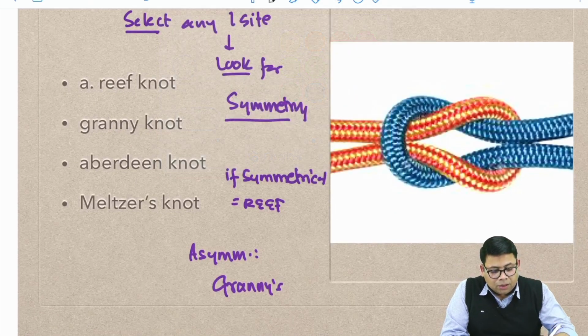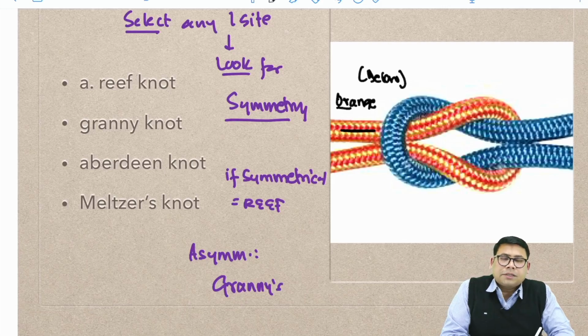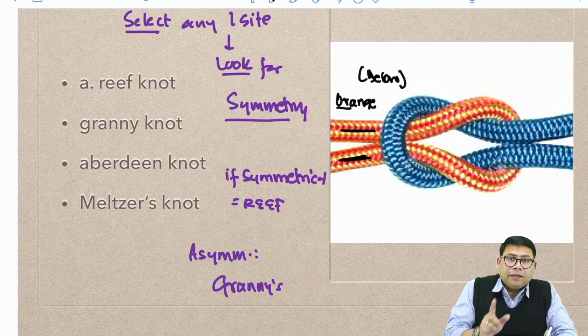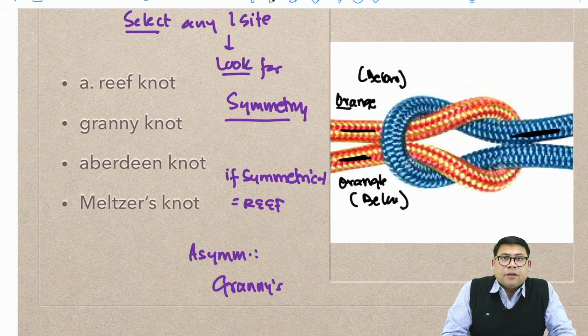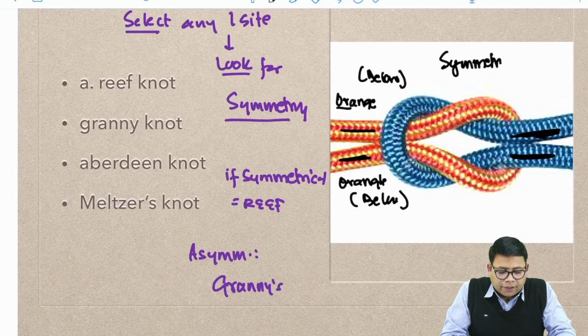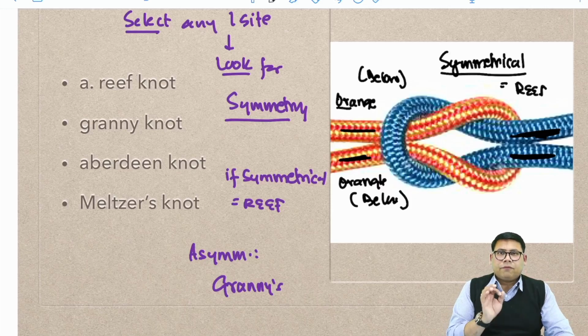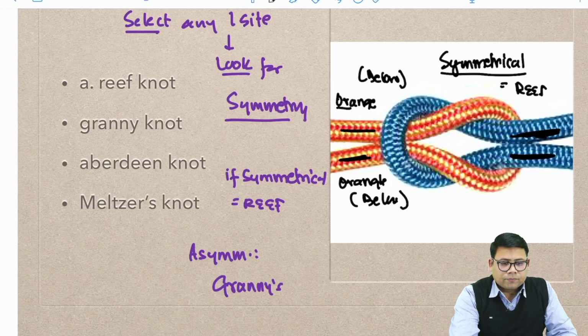Let us see. If you see this end, the orange thread, the orange is below the blue thread that you are seeing. If you see this thread, again the orange is below. So orange is below in this case. Similarly, if you see this thread, the blue is above. Here also the blue is above. So this is a symmetrical knot, and that is why this is considered a reef knot. This is very, very important.